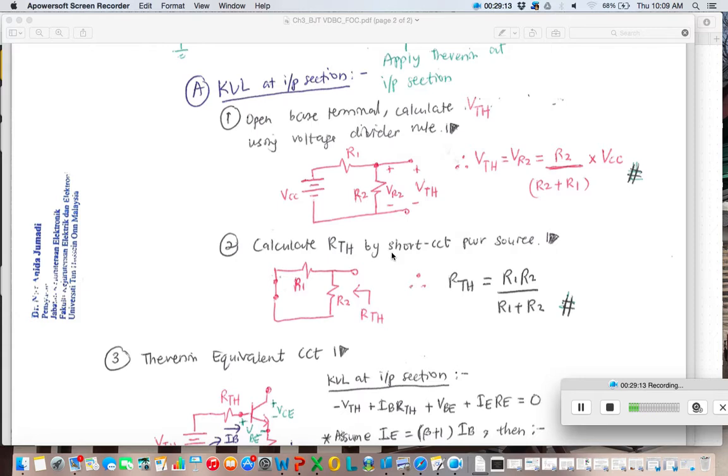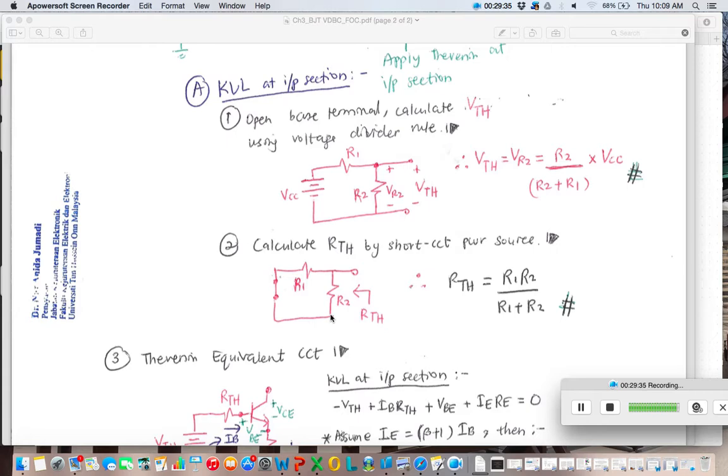How to do that? You need to short circuit the power supply. If it is a voltage power supply, you short circuit it. If the power supply is a current power supply, you need to open circuit it. So this one you short circuit. The rest that remains is R1 and R2.